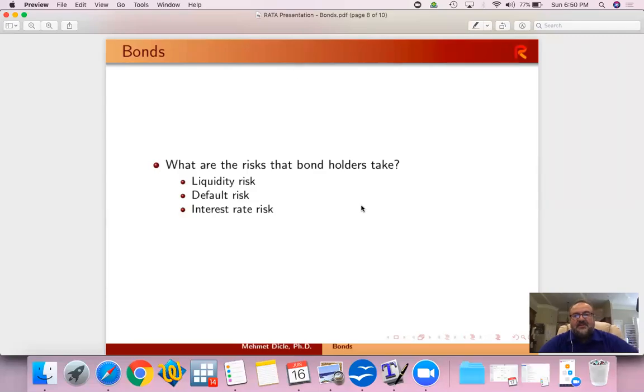So what are the risks that bondholders take? If I were to buy a bond, what type of risks am I facing? We are going to talk about liquidity risk, default risk, and interest rate risk. Liquidity risk is the simplest. You buy a bond. What if you were not able to sell it back?